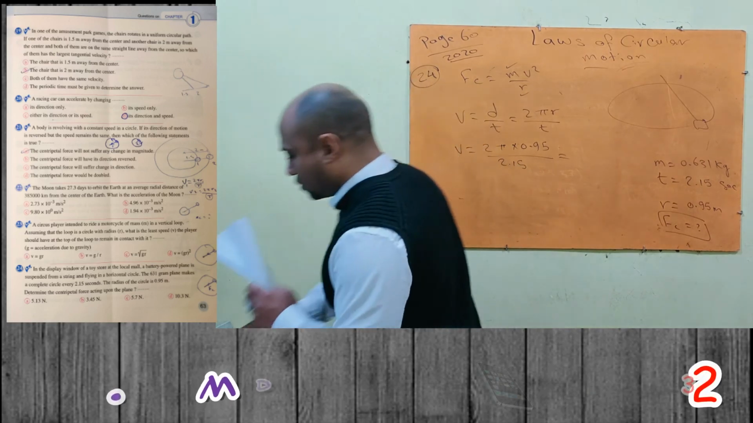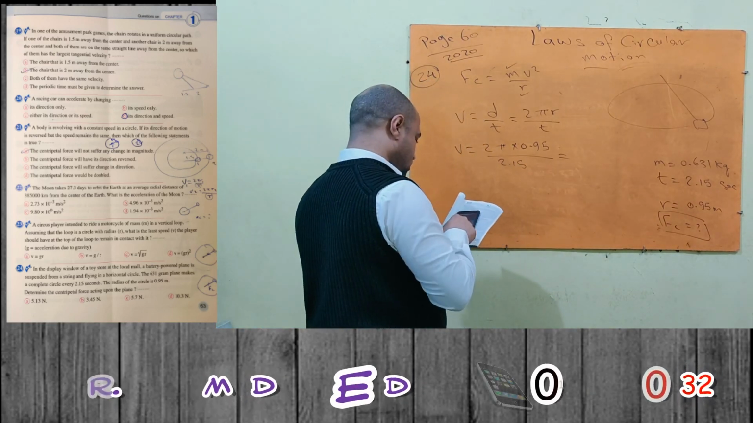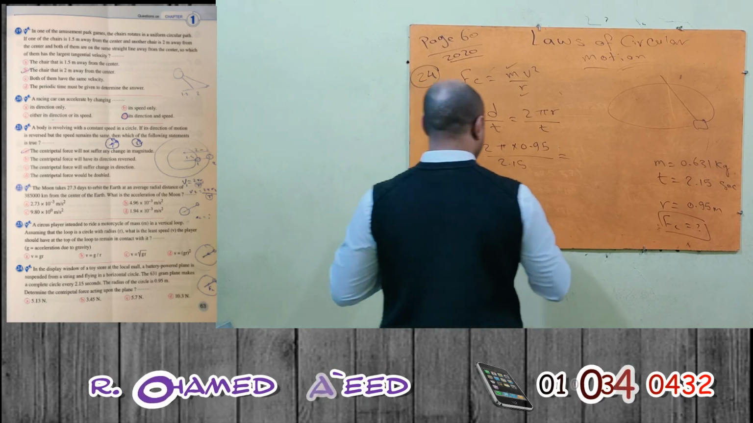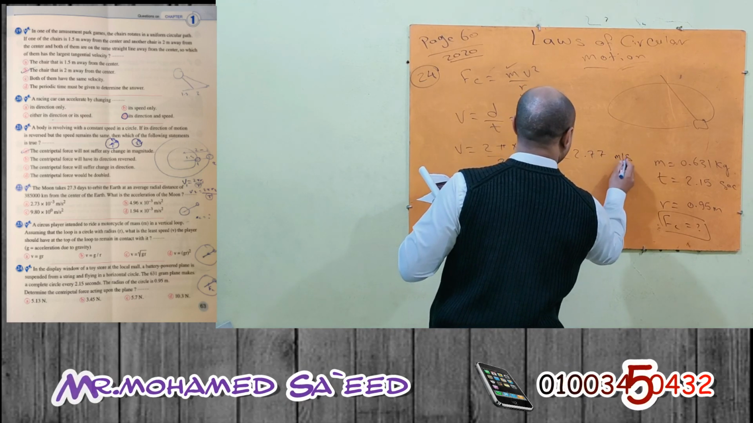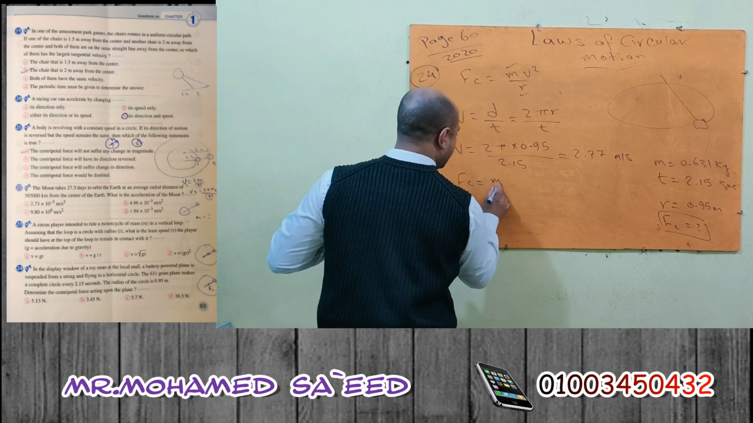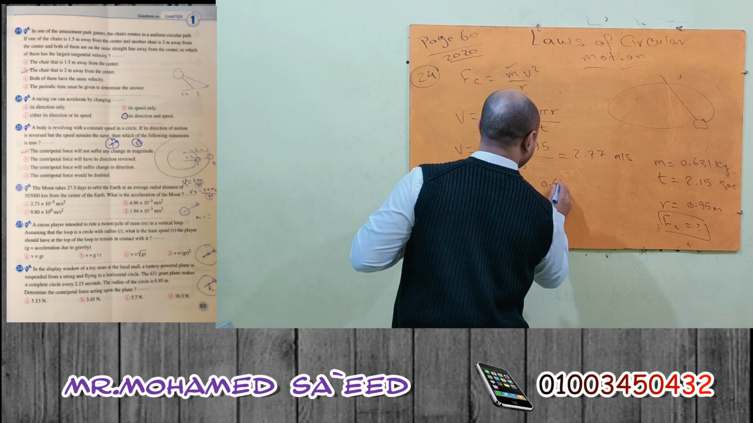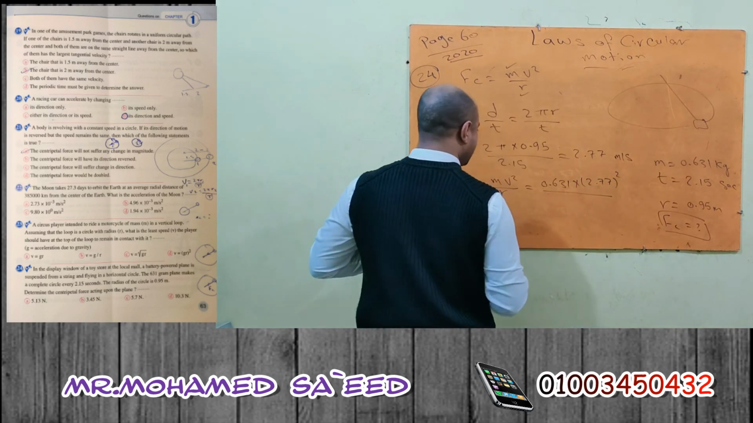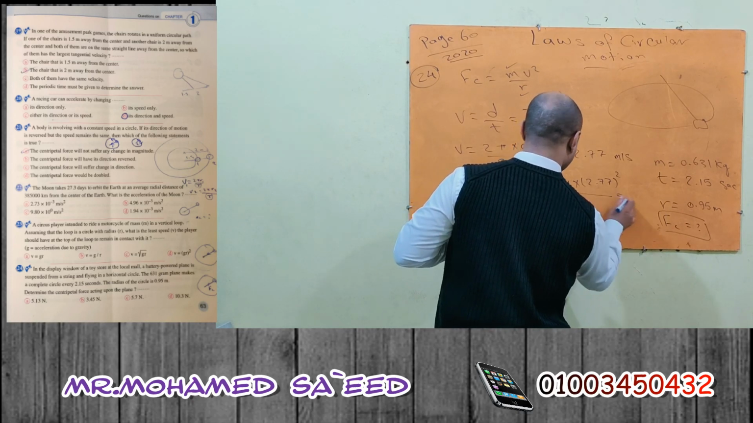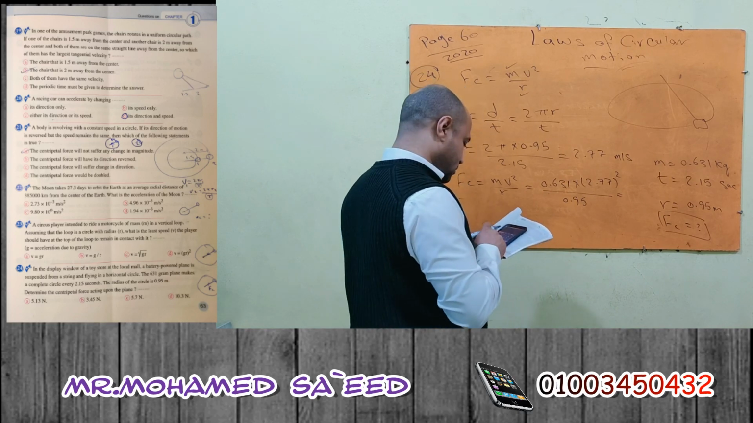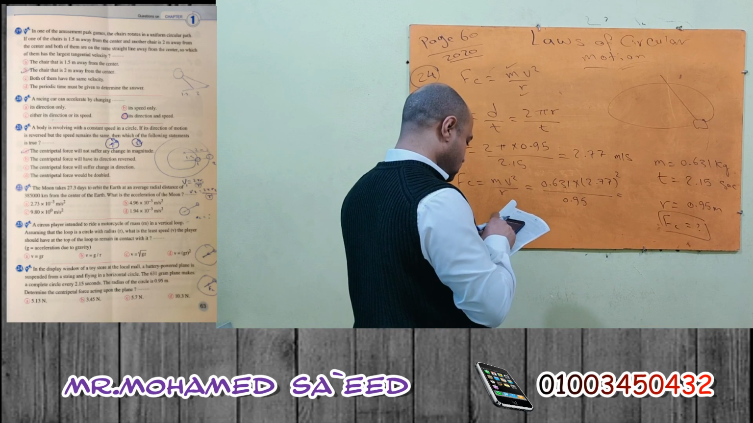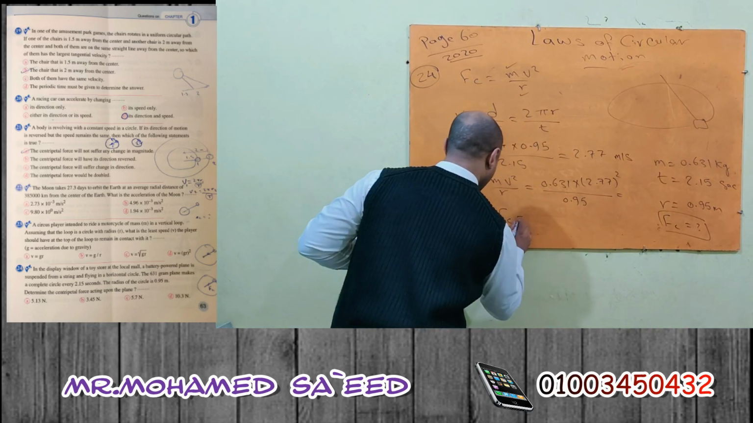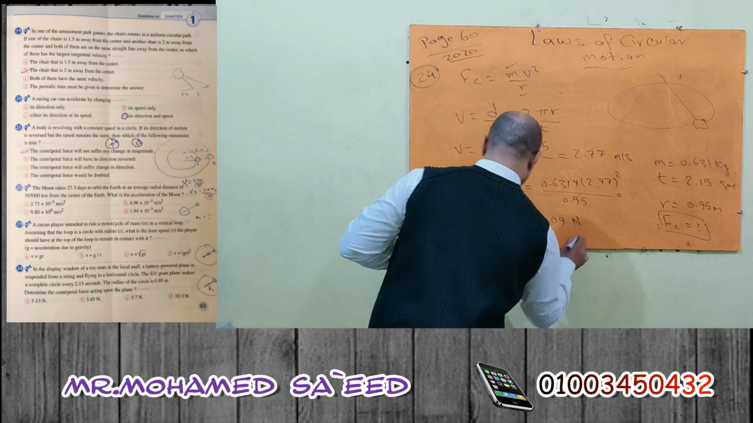Using the calculator, 2 pi times 0.95 over 2.15 equals 2.77 meters per second. And Fc equals mv squared over r, equals the mass 0.631 times v squared, 2.77 squared, over r, 0.95. Using the calculator, 0.631 times 2.77 squared over 0.95 equals Fc, 5.09 Newton.